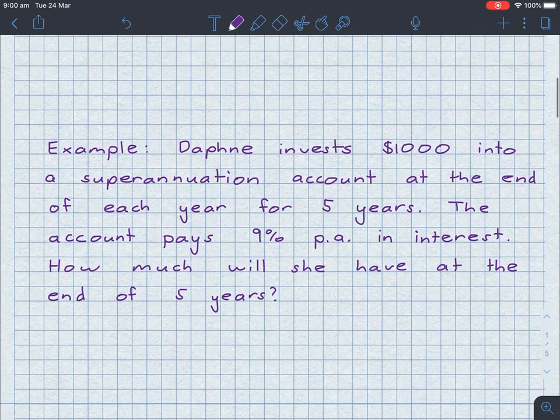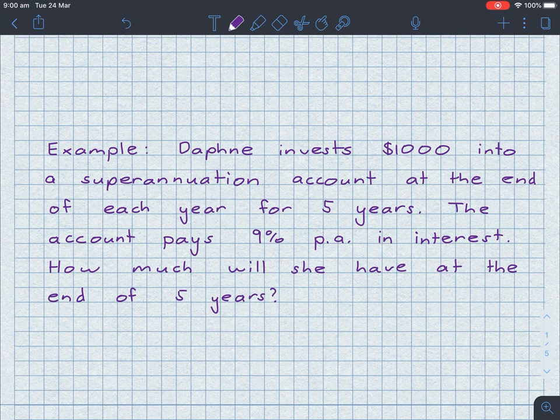All right, we're going to look at an example of calculating final amounts for a superannuation account. So in this example, we have Daphne, who invests $1,000 into a superannuation account at the end of each year. That's important that it's at the end of each year, and she does this for 5 years. The account pays 9% interest per annum. How much will she have at the end of 5 years?